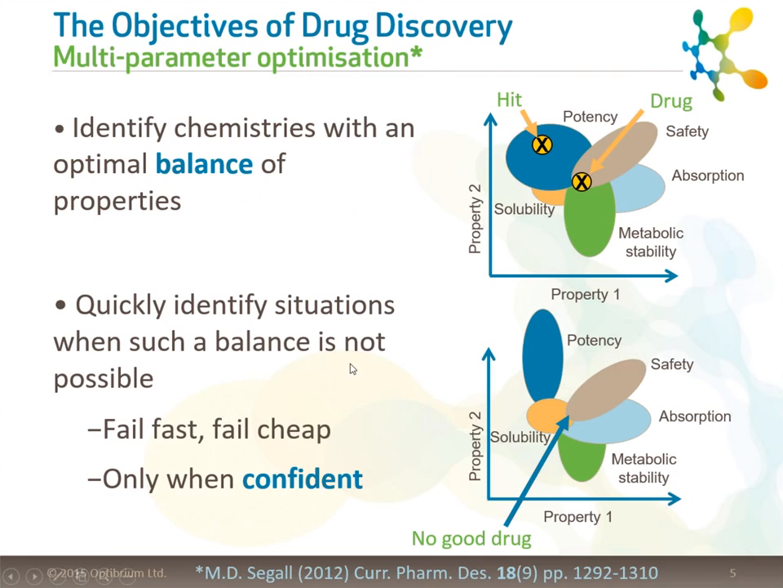We also want to identify the situations when that balance is not possible, as illustrated here, where the space that will give us potency against our target does not overlap with all of the properties that we require. And of course, the way this is very commonly described is, fail fast, fail cheap. Don't waste time, effort, and money pursuing chemistries that are very unlikely to succeed.